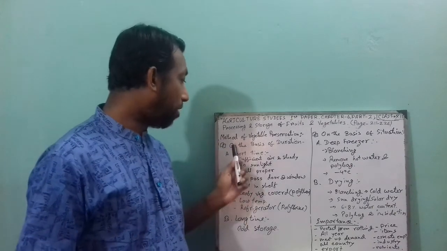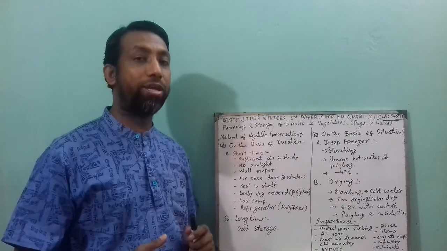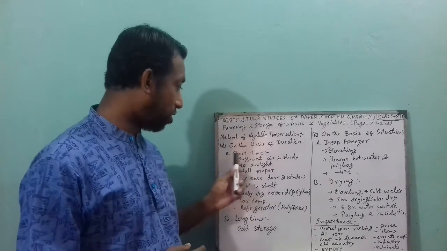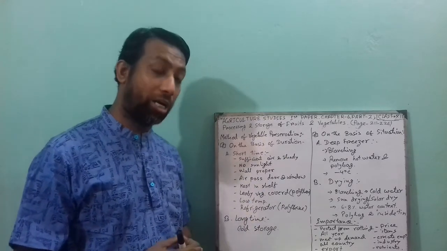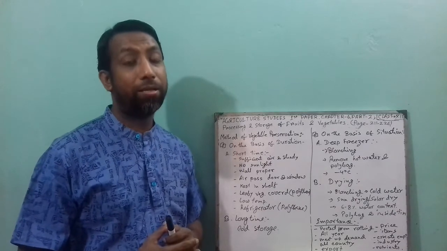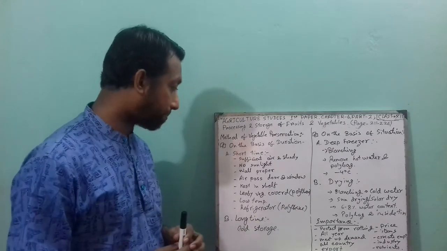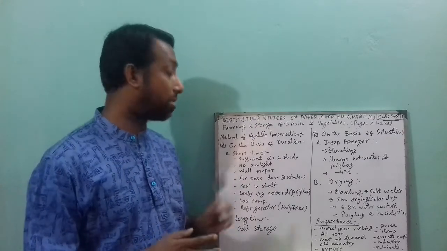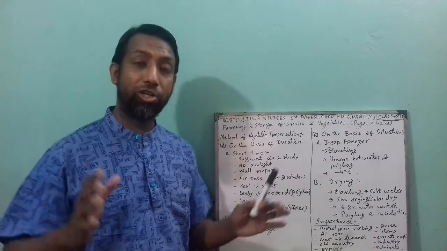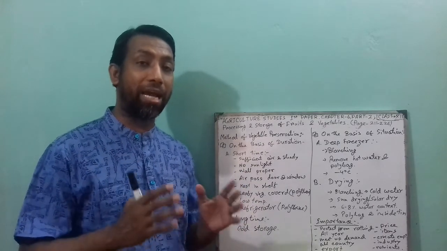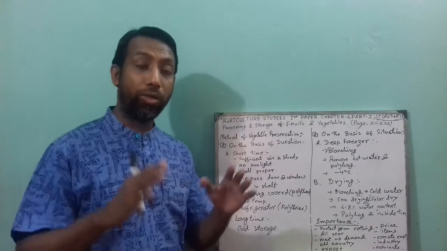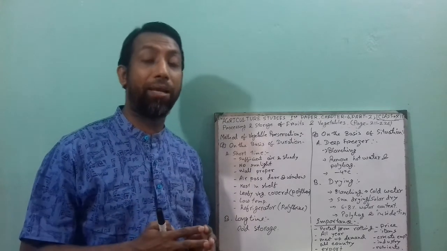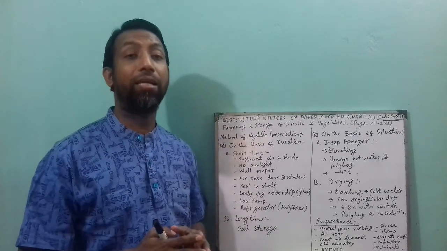First one is on the basis of duration. That means according to the duration we can preserve the vegetable. One is short time and the other one is long time. What is the way of preserving vegetable in short time? When you preserve the vegetable in short time, that place should have sufficient air and be shady. That means proper shade and air ventilation should be ensured, and you have to ensure that no sunlight enters that place.